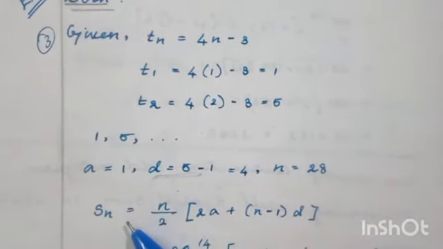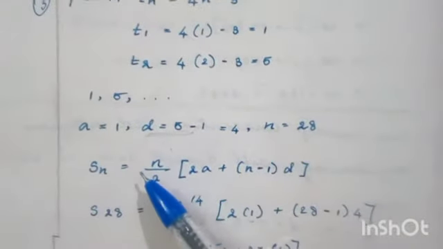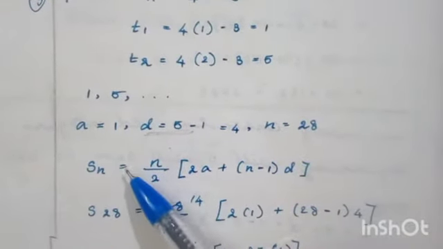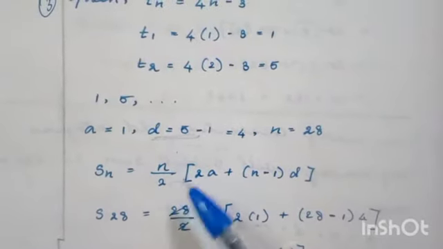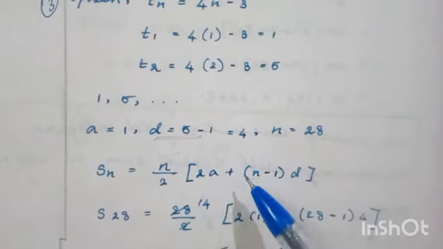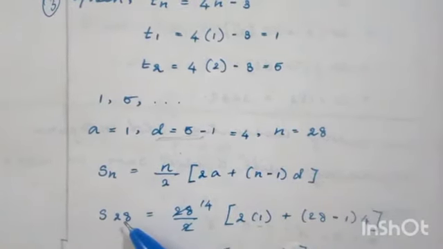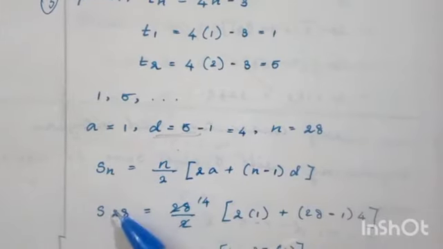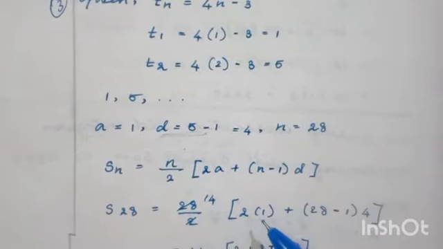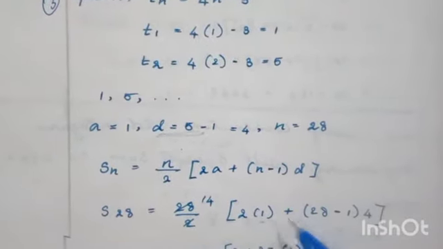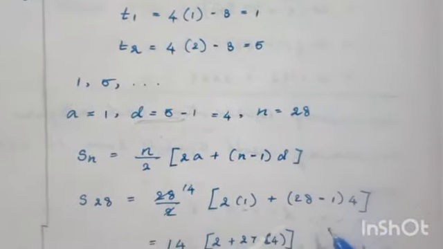So you know the formula, Sn is equal to the sum of n terms in this arithmetic series. That is Sn equal to n by 2 into 2a plus n minus 1 into d. So we want S28, n value is 28. S28 is equal to 28 by 2 into 2 into 1, a value is 1, plus 28 minus 1 into 4, that is the common difference.